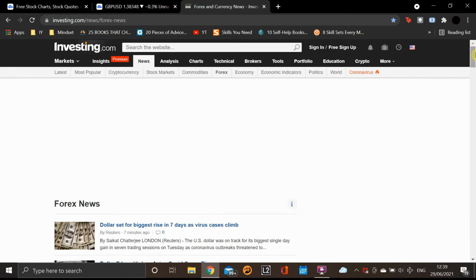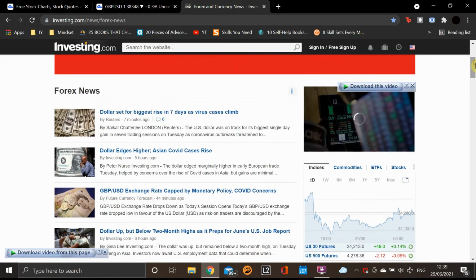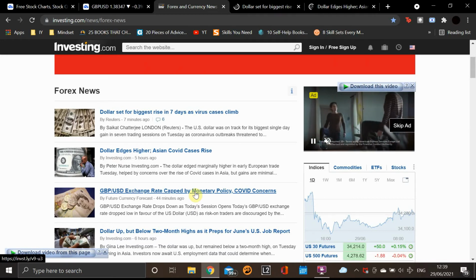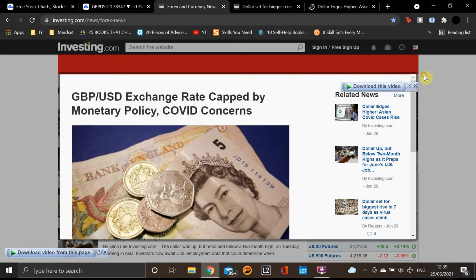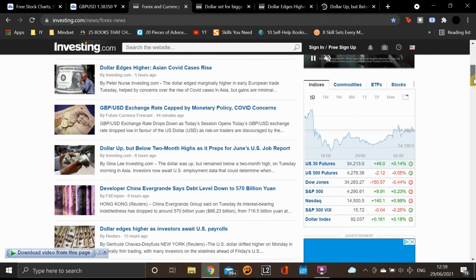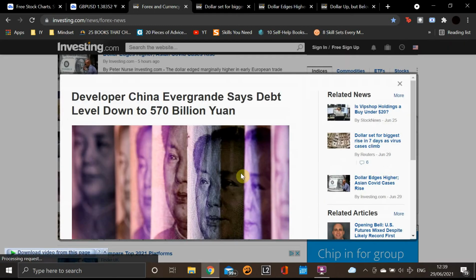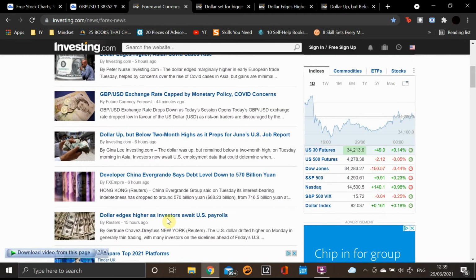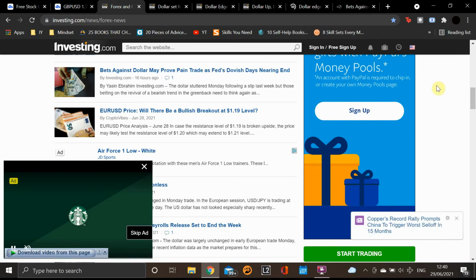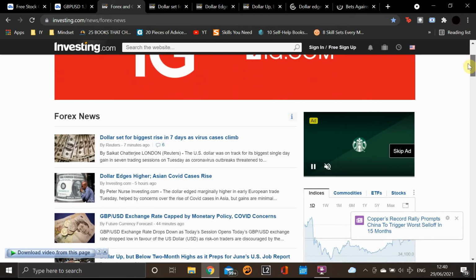So the dollar set for the biggest rise in 7 days as virus cases climb. Dollar edges higher, Asian COVID cases rise again. GBP USD exchange rate capped by monetary policy COVID concerns. Dollar up, but below 2-month highs as it preps for June's US job report. Developer China Evergrande. Dollar edges higher as investors wait. US payrolls. So yeah, let's do this all within a day.